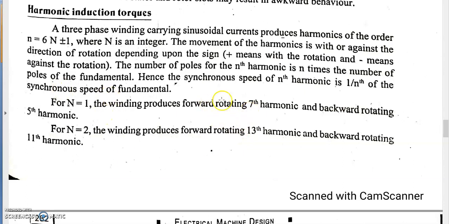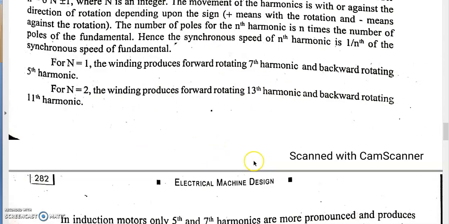For n is equal to 1, the 7th harmonic component will produce a forward motoring torque, and for n is equal to 2, this 13th harmonic will produce the forward rotating torque. So now we are going to discuss the 7th harmonic component.